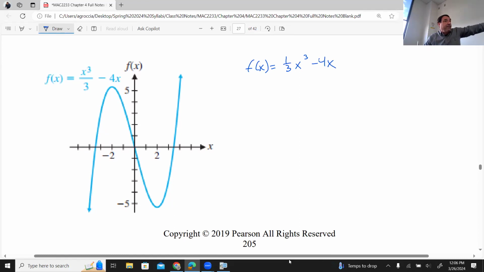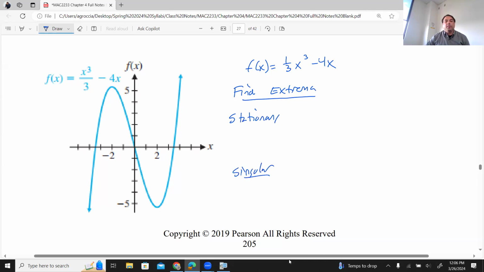And I just want to use this. You have the graph. You have the answer. I want you to practice find extrema. So that means I want you to do stationary, singular, endpoints. There is no domain. There is no domain. You can see because the arrow goes up forever, goes down forever.